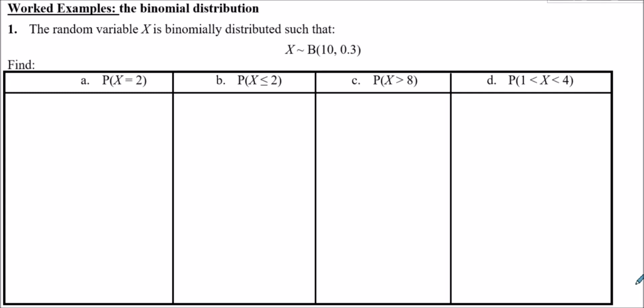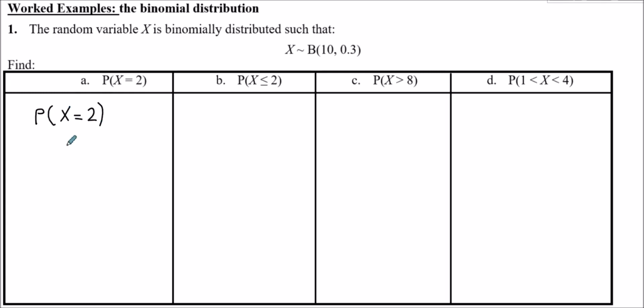Anyway, moving on from all that, we have here a random variable x which is binomially distributed such that x follows a binomial distribution with 10 trials and probability of success 0.3. For part A, we need to work out the probability that the variable is 2. So what's the probability of 2 successes given this information? I'm going to show you now using a Classwiz.